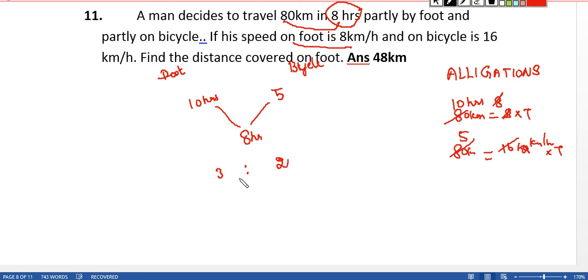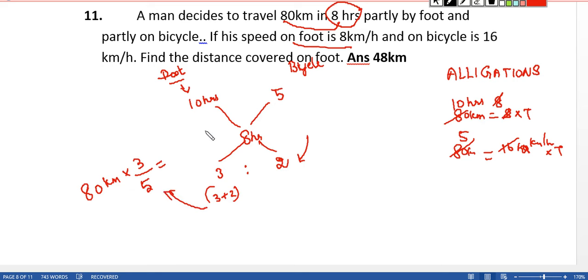So this is our allegation table. Okay, this is 10 minus 8 is 2 and 8 minus 5 is 3. Okay, the total distance is 80 kilometer. This is by foot. By foot he travels 3 parts, and by bicycle he is able to travel 2 parts. So find the distance covered on foot. This is nothing but 3 parts out of 5 parts. Okay, 5 is nothing but 3 plus 2. So this is going to be the distance covered on foot. So our answer is 48 kilometers. Okay, so this is the answer for this particular question.